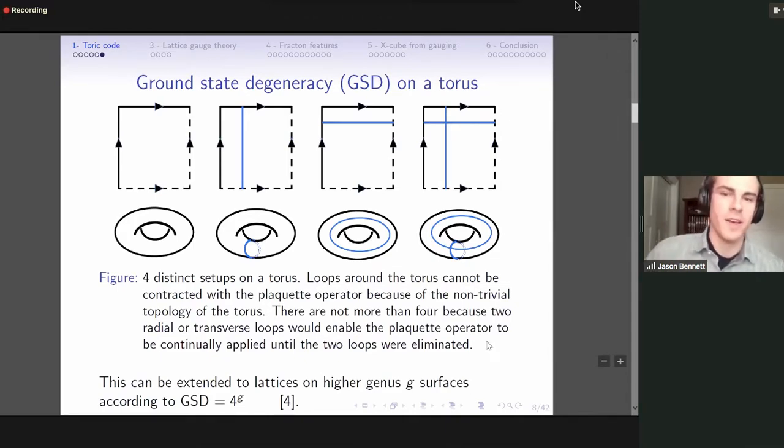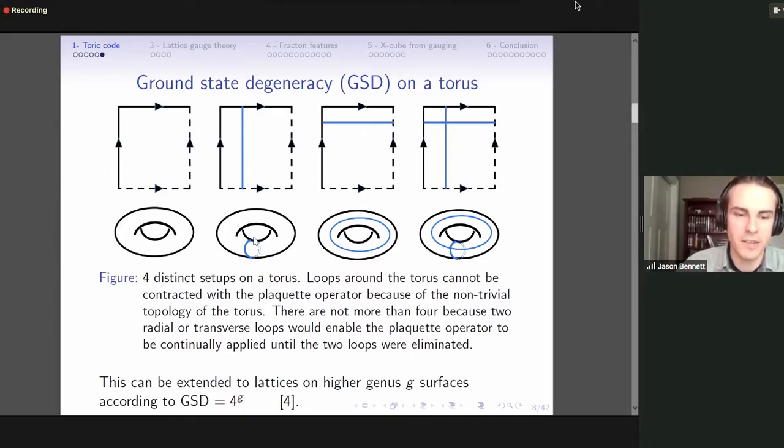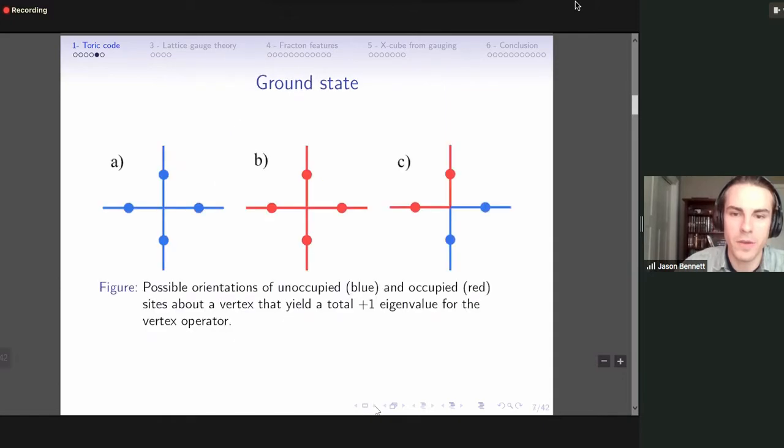Okay, sorry about that. So once we put things on a torus, you can think about what unique setups there are for the ground state. And it turns out there are different universes. Because the torus has non-contractible loops that you can make, these loops are energetically preferred, and they are all the ground state, and they're distinct. If I have this loop here, there's no way that I can contract this loop down to here with, for instance, these plaquette operators.